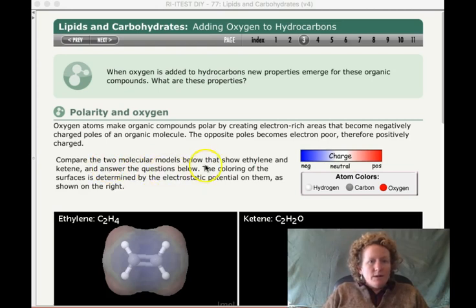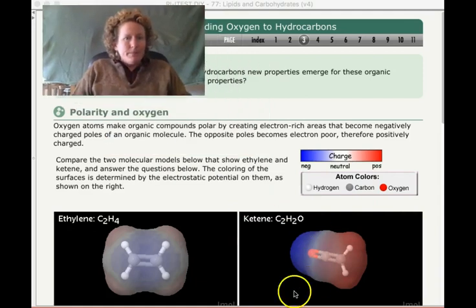Compare the two molecular models that show ethylene and ketene. Here's ethylene and here's ketene. The coloring of the surfaces is determined by the electrostatic potential on them, as shown at the right. Here's the kind of charge meter here.